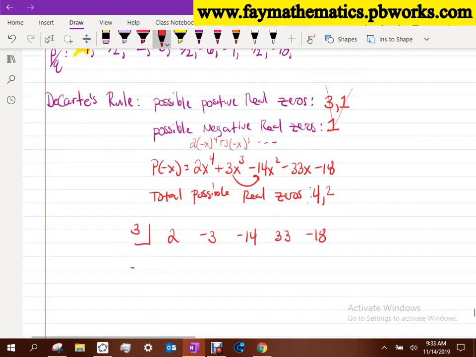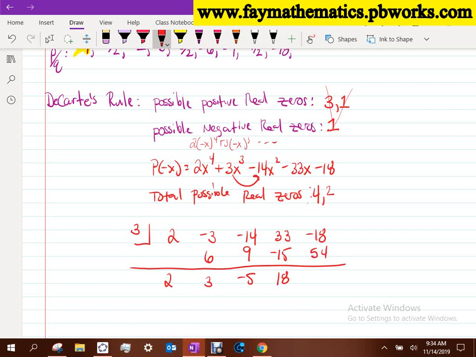So if I do 3, I'm going to bring my 2 down, multiply, gives me 6, add, gives me 3, multiply, gives me 9, -5, multiply, -15, add that down, so it's 18, multiply gives me 54, so that gives me 36. Did it give me a 0? Nope. So 3 is not a 0, because the remainder is not 0.